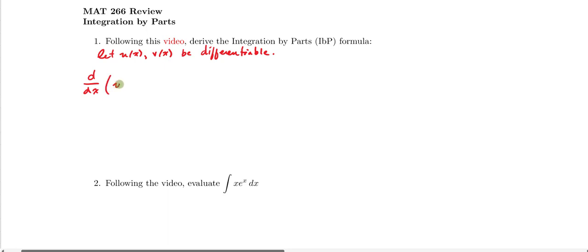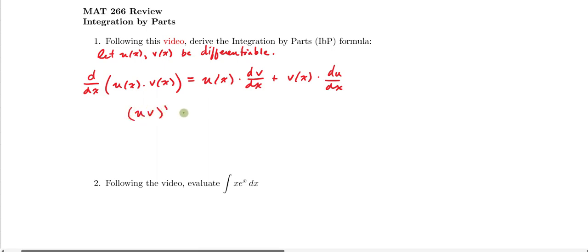So I'm going to say d/dx of the product of the two functions. And from our first semester of calculus, we learned that we could do this using the product rule. So we'd say that would be the first function times the derivative of the second function plus the second function, v of x, times the derivative of the first. And now, as a shortcut, I'd like to write this in terms of prime notation. So I'm going to write this as (uv)' is equal to uv' plus vu'.